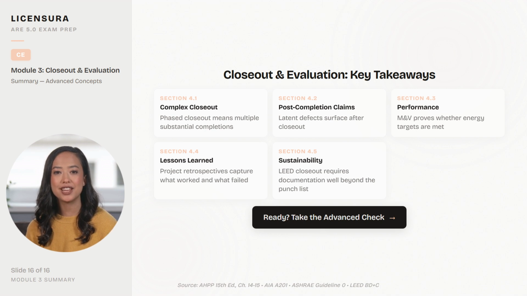Your next step is the Advanced Check Quiz. These questions are harder. They test application, not just recall. Take your time, read each option carefully, and use the explanations to refine your thinking. When you finish this, you'll have completed the full Module 3 content. You've built a solid foundation. Time to put it to the test.